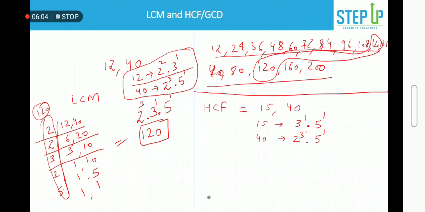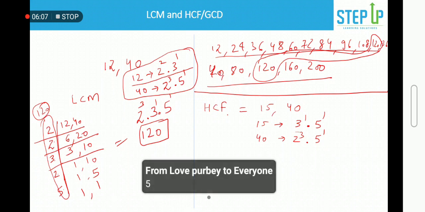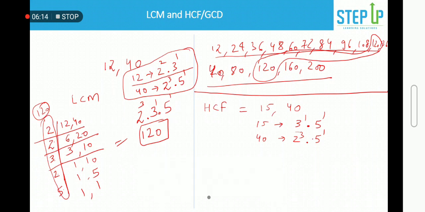Now the question is asking for the highest common factor, not multiple. Remember how we just did factors and multiples. What is the highest common factor? Which is the common highest factor? Is 3 common here? No. Is 2 common anywhere? No. Is 5 common? Yes. And what is the highest power of 5 which is common? 5 to the power 1. So the HCF of this would be 5.